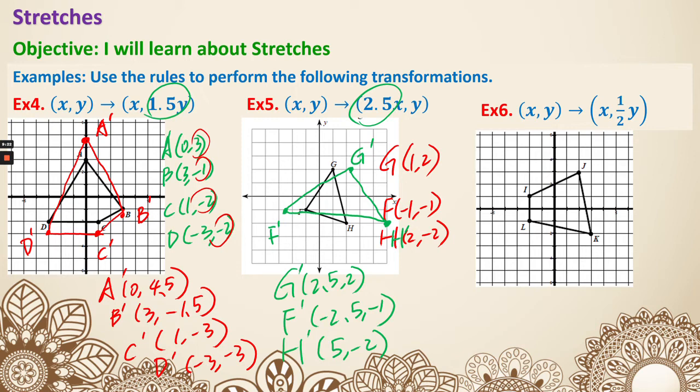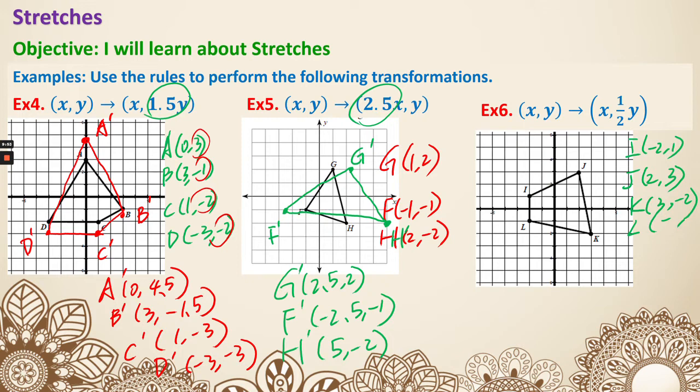Next, example 6. X does not change, the y is multiplied with a 1/2. That means my scale factor is 1/2. I just need to change all the y coordinates by 1/2. Let's start writing the original one. I is going to be -2, 1. J is going to be 3, 2. K is 3, not 3, 2. It's actually 2, 3. And the K is 3, -2. Lastly, L is -2, -1.